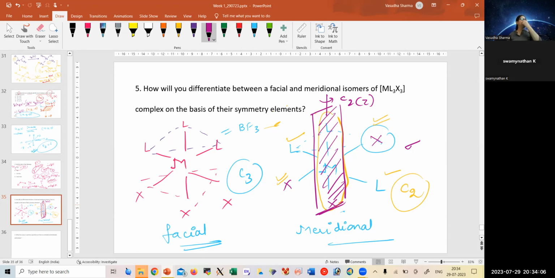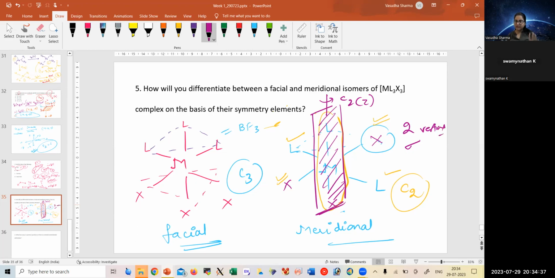So how do I explain? Like one plane which is containing above. This is your plane. L is above, X is down, M is there, and also I'm having this plane which is bisecting my X and X. It is containing the Z axis and this axis, right? And only L and L are reflecting each other. Similarly, there would be one more plane along this Z axis, but now that is bisecting my L and L and reflecting my X and X. So there would be only two vertical planes.